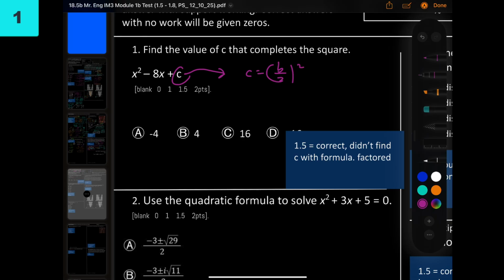Now, your A value is 1, B is negative 8. So here you have negative 4, and this is negative 4 times negative 4, which is a positive 16. C is equal to 16. C is your correct answer. I gave you guys 1.5 points. Maybe you just didn't find the formula, and maybe you tried to factor it.